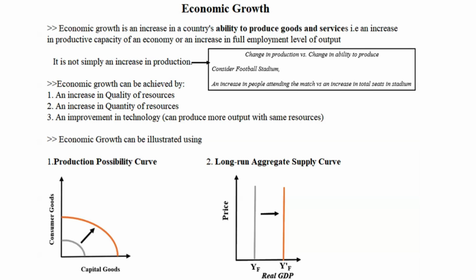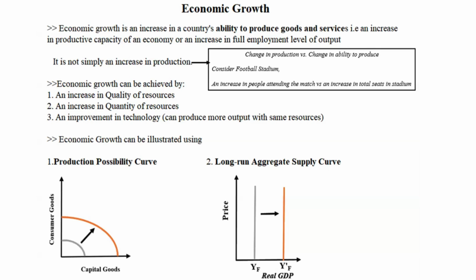Now, we can illustrate economic growth using both the production possibility curve and the long-run aggregate supply curve, as they both represent the full employment level of output. If we were to represent economic growth using a production possibility curve, on one axis we can take consumer goods, and on the other axis you can take capital goods. And economic growth would be an outward shift of the production possibility curve.